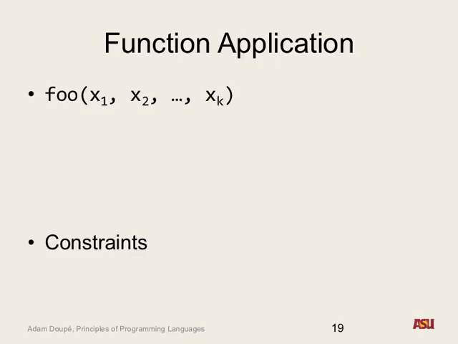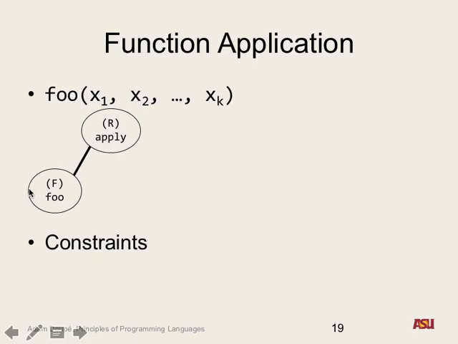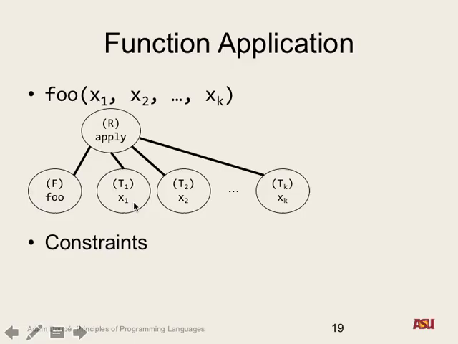Okay, so I believe we left off at function application. We have a node, the apply node, which is the function application. We're going to say that it has some type R, foo has some type F, and T1, T2, all the way to TK of the parameters are all types. So what constraints can we enforce on these types based on this function application?